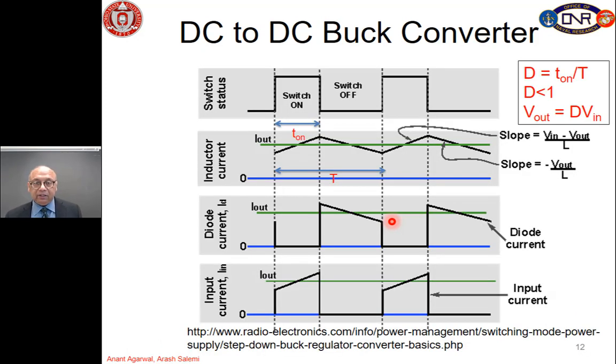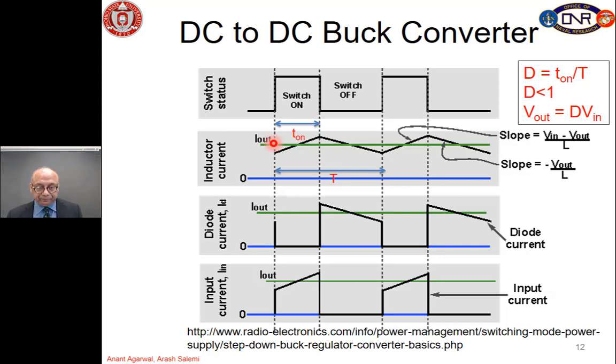So, here are the detailed waveforms. So, here the switch is on and then the switch is off, and that duty cycle is D, which is T on divided by the total time period, and you can see that D is going to be less than 1. So, the inductor current obviously is the current that flows through the inductor, and you can see that the current builds up when the switch is on, and then the current reduces linearly when the switch is off.